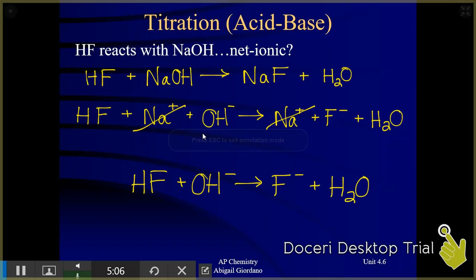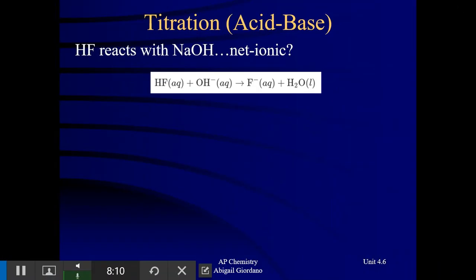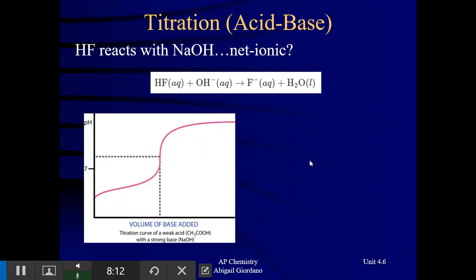Okay, so in a titration question, as I said, one of the first parts, if this is free response, part A, is usually going to say, write the net ionic equation for this reaction, and I just wanted to go back through that with you one more time. Okay, so there's our reaction. This is an introduction to you, we're just starting to talk about titrations.